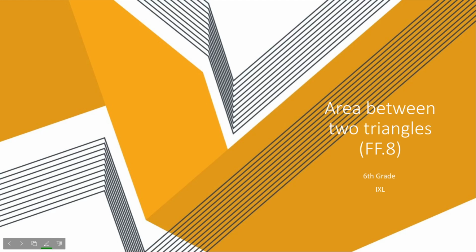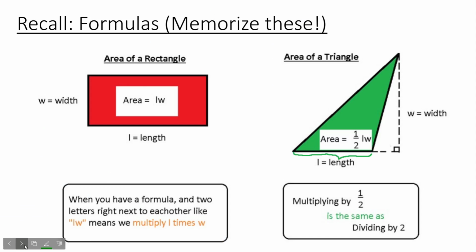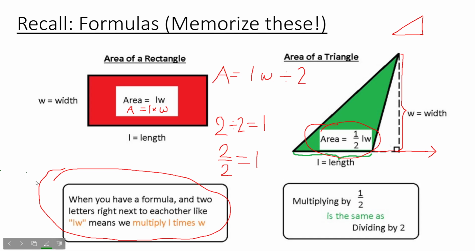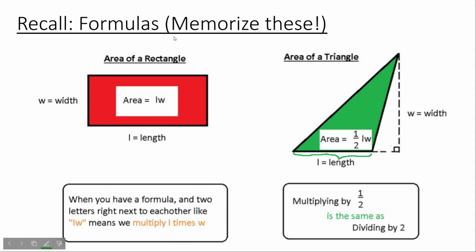So, let's talk about the area between two triangles. This is the next IXL assignment that you probably saw. This is FF.8. And this is very similar to what we did yesterday. Let me clear this off. So, yesterday, remember we found how to find the area of a shaded region. It's like the area of a rectangle with a hole in it. So, we are going to talk about that today with triangles, but first, before we get there, I just want to talk about the formulas.